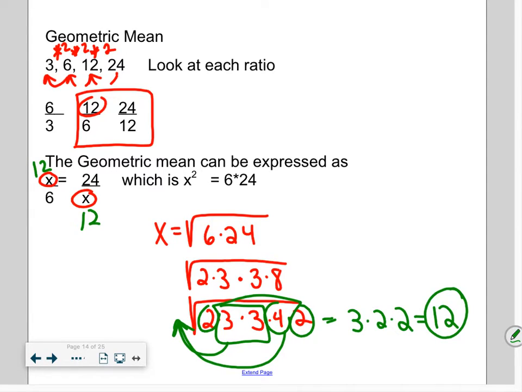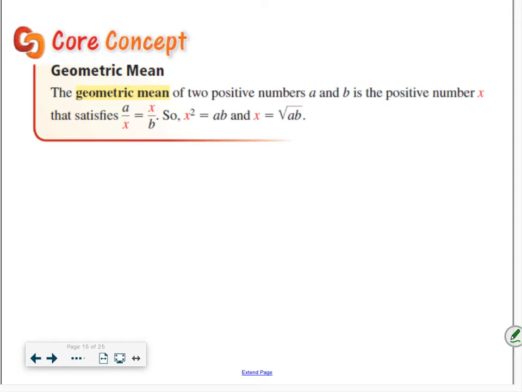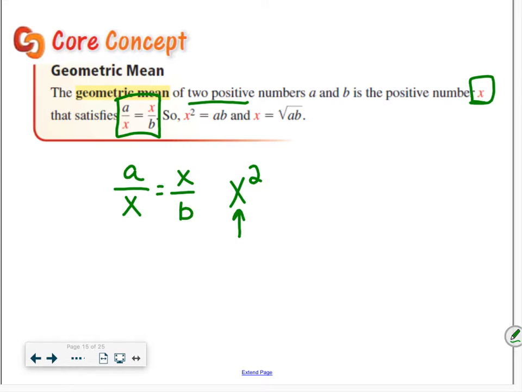This is called the geometric mean. So the geometric mean of two positive numbers a and b is the positive number x that satisfies this proportion: a over x equals x over b. When you work that out, you'd find that x squared is equal to a times b, and to solve for that, we would take the square root. So x is equal to the square root of a times b, which is our geometric mean.